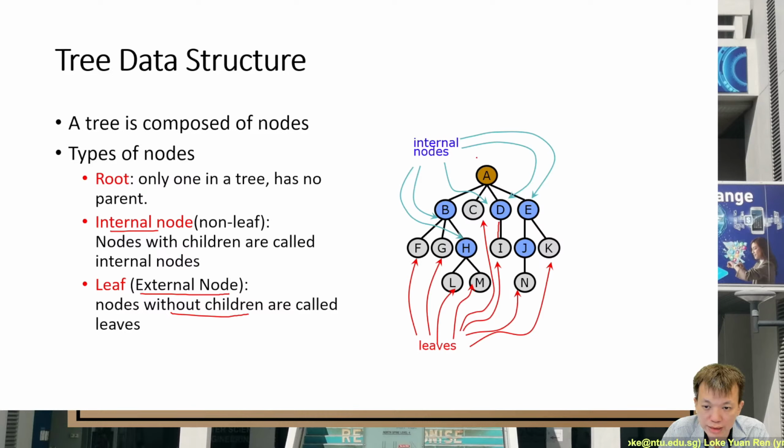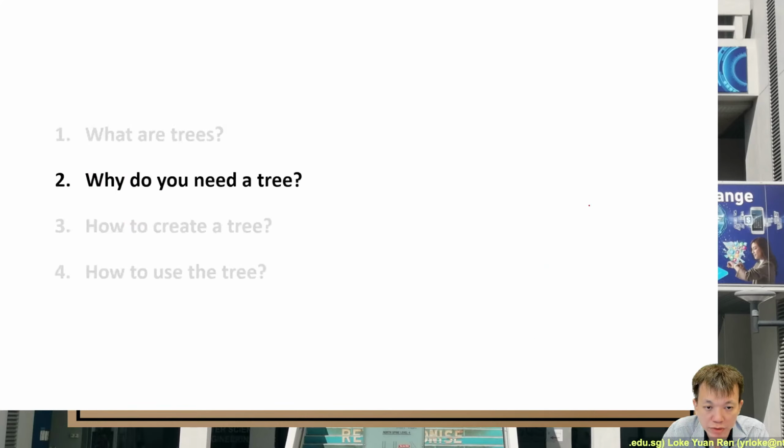The root is the one that has no parent. Whether you are internal nodes or external nodes, you will find that all of them have a parent. This one has one parent, B. G has one parent, B. Then H has one parent, called B. Oh, this is the root.